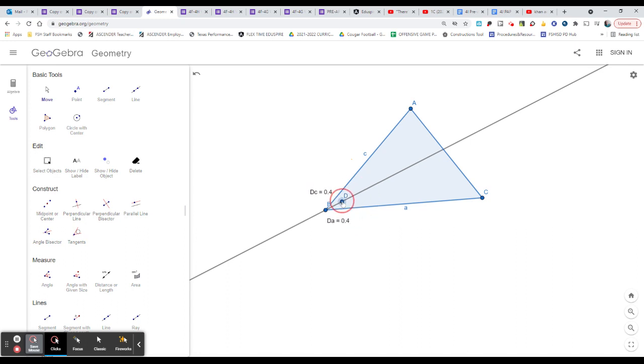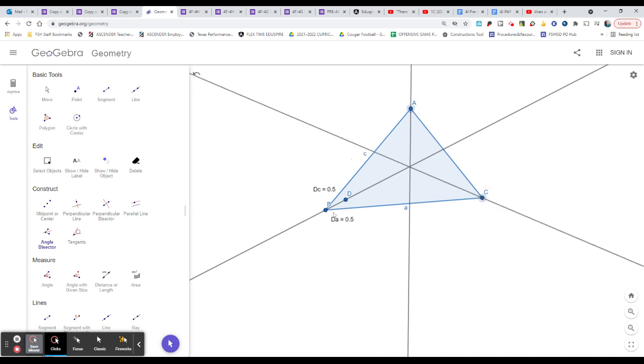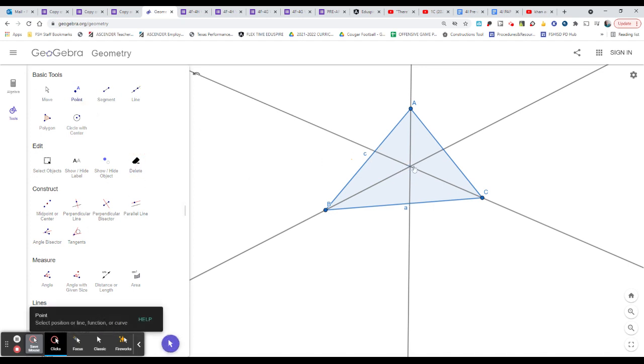Again, as I move point D, the distance from D to line A is the same as the distance from D to line C. Now, when we do the other angle bisectors, these angle bisectors also are going to meet in one spot. All the angle bisectors are going to meet in one spot. And that spot is what's called the incenter.